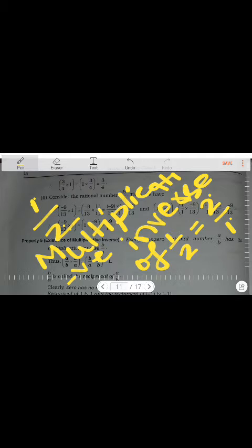This is true for every non-zero rational number. And there is also a property that when we multiply a rational number with its multiplicative inverse, in both cases the result becomes 1. Here, a by b into b by a or b by a into a by b, in both cases the result is 1. That is, 1 by 2 into 2 by 1 is equal to how much? The 2s cancel and 1 into 1 is 1, so it is 1 by 1, or you can write 1.